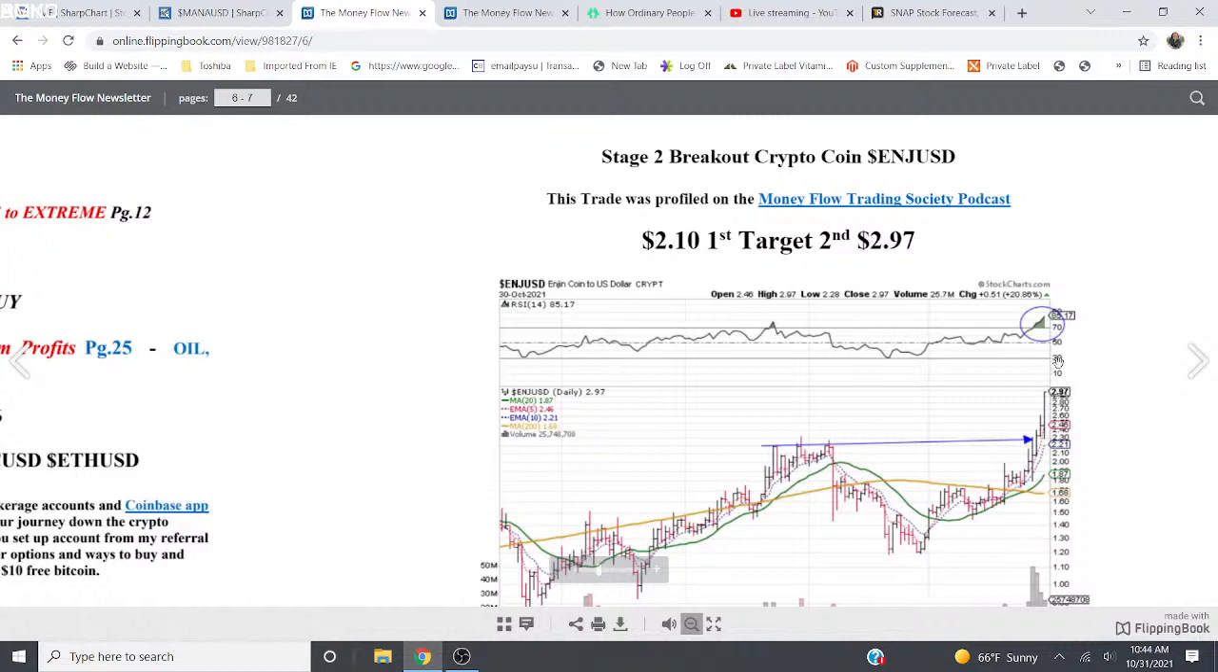So there, this is where I was trimming, right? This was profiled on the podcast, taking it down. Why? The RSI went extreme. That's the money flow rules, right? Now what? I fully anticipate it comes back. It's probably going to build a stage 3.